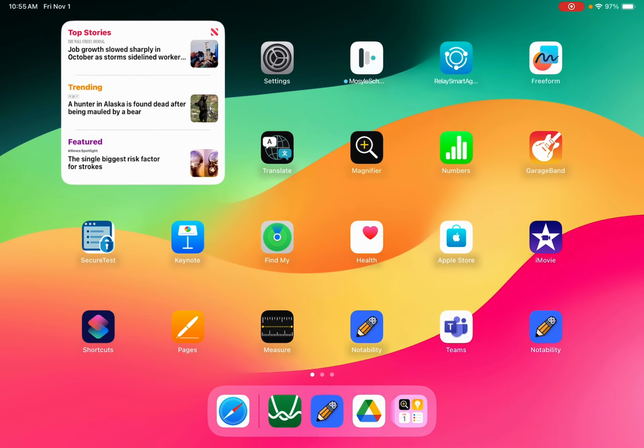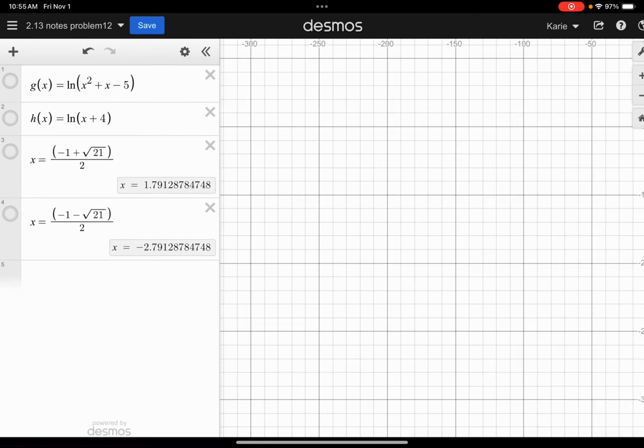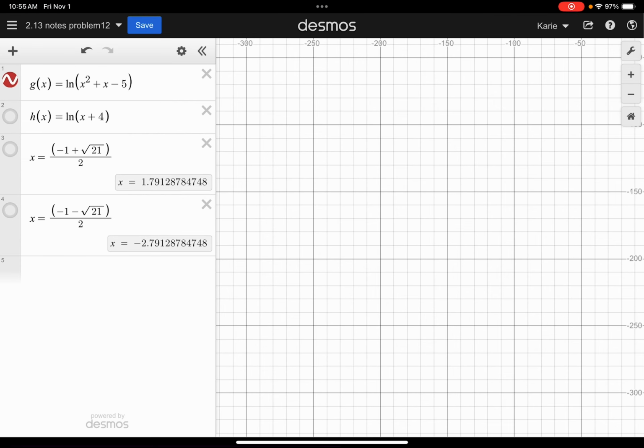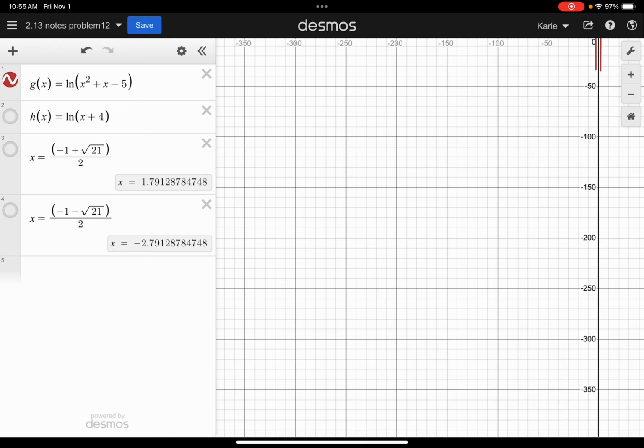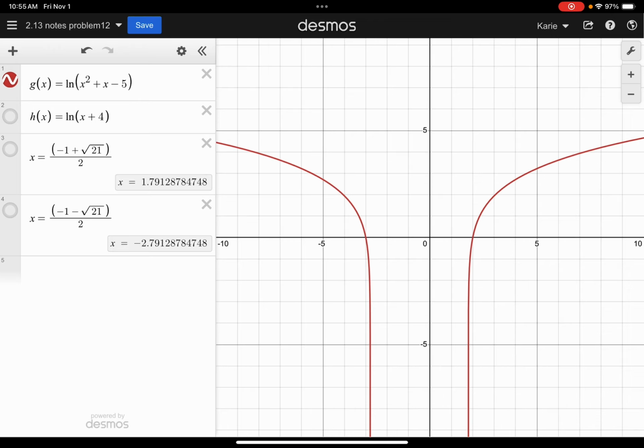Back on Desmos, I can turn this graph on. Did you know this little home button over here takes you back to that main screen? It was on the right-hand side. Here was that function, and we knew that it wasn't defined in the middle. What's happening here is I have these two asymptotes right there, where it's approaching those. Those were negative 1 plus root 21 and negative 1 minus root 21, all over 2. So that helps me figure out my domain.